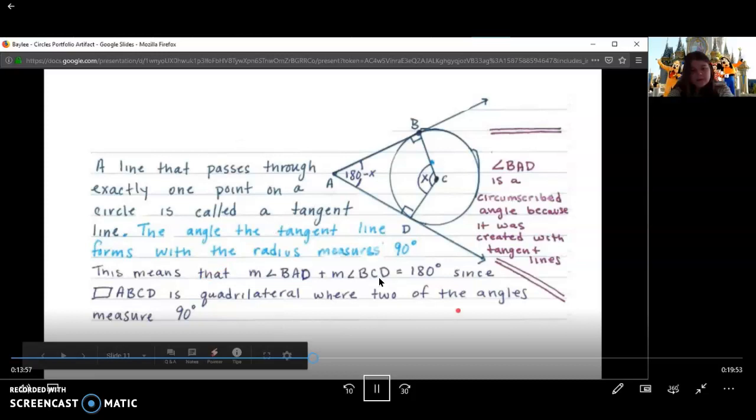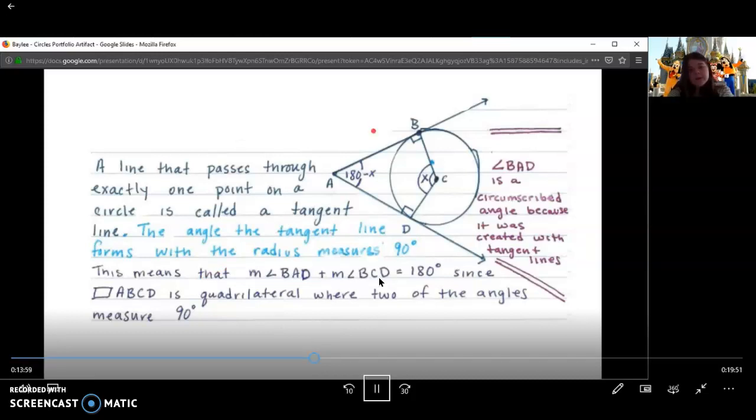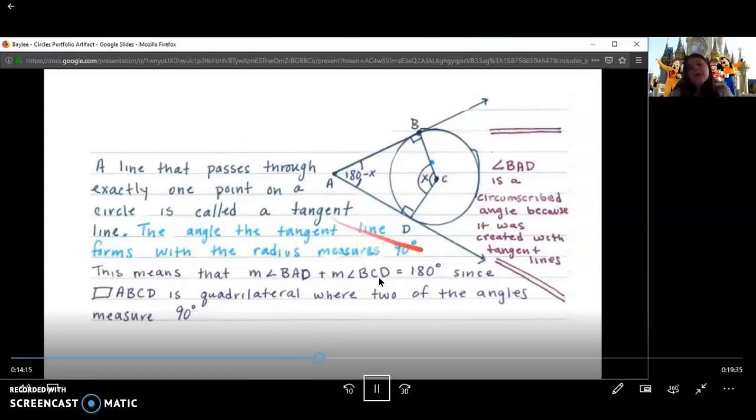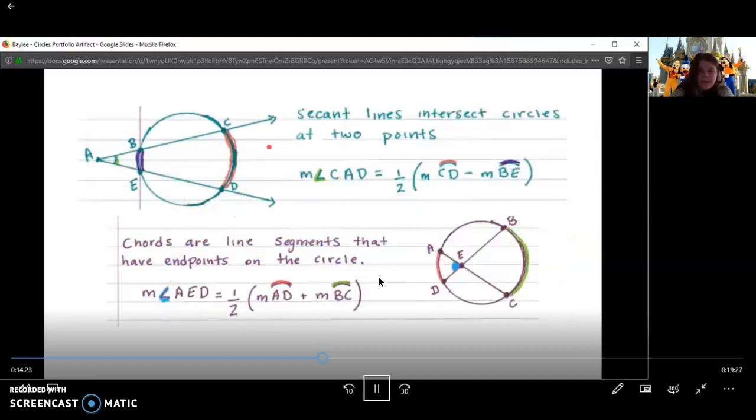And where these 2 angles meet measure 90 degrees, but due to it being a tangent right there at angle D and at angle B on both sides. And over here it just describes that this angle was created because of the tangent lines. That's what makes it happen. Secant lines intersect the circle at 2 points.